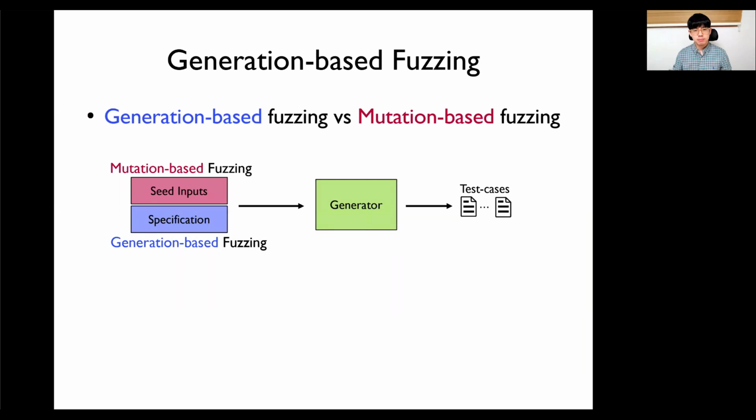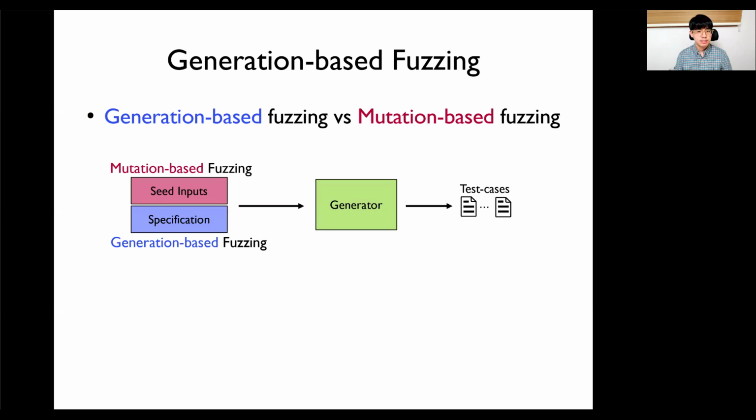Okay, now let's move on to another gray box testing technique, generation-based fuzzing. Compared to mutation-based fuzzing, I will first show you the difference of generation-based fuzzing at a high level.